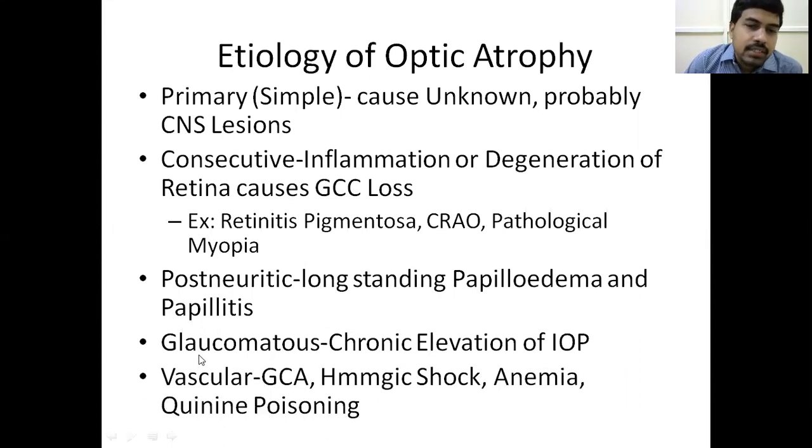Similarly, vascular: giant cell arteritis, which is a cause of anterior ischemic optic neuropathy. Similarly, hemorrhagic shock. Due to hypotension, there is reduced perfusion to the optic nerve. Similarly, anemia and quinine poisoning. Quinine poisoning also causes decreased blood supply. So these are the causes or etiology of optic atrophy.